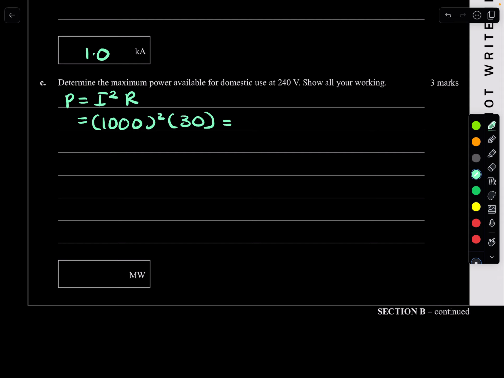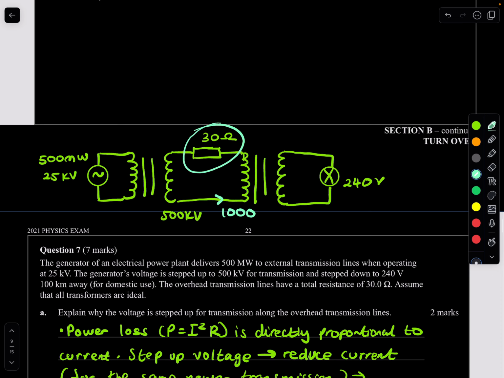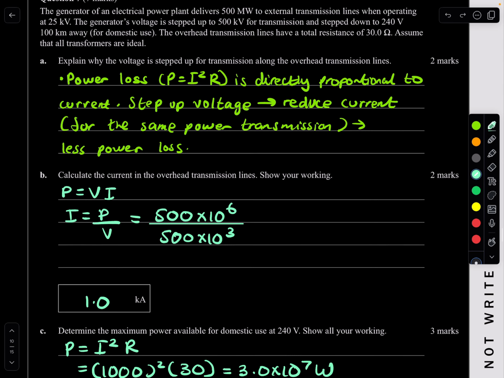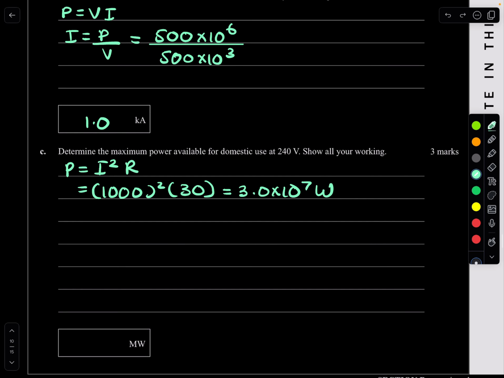I'm going to write 3.0 times 10 to the power of 1, 2, 3, 4, 5, 6, 7. 7 watts. I want to double check it. Is that right? 1, 2, 3, 4, 5, 6, 7. Yep, 7. So that's how much power is lost to this transmission line. And so if we started with 500 megawatts over here, and we've lost that much, how much would be left over here? It would just be 500 times 10 to the power of 6 minus 3.0 times 10 to the power of 7.